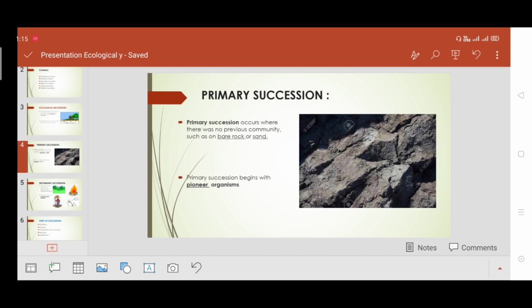Now let's talk about primary succession. Primary succession occurs where there was no previous community, such as on bare rock or sand. Primary succession begins with pioneer organisms.